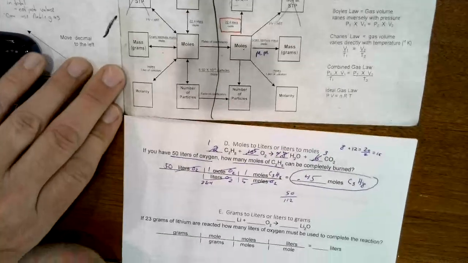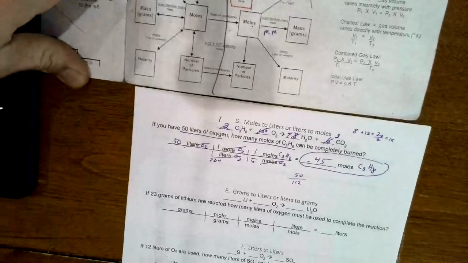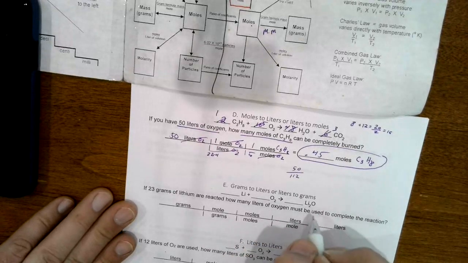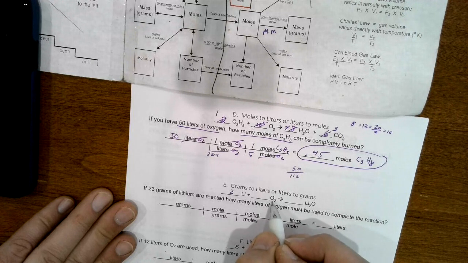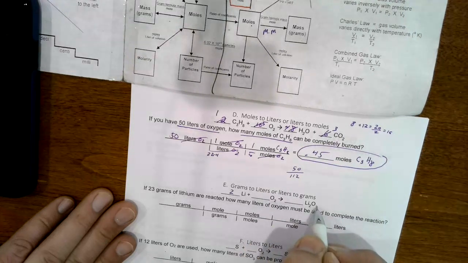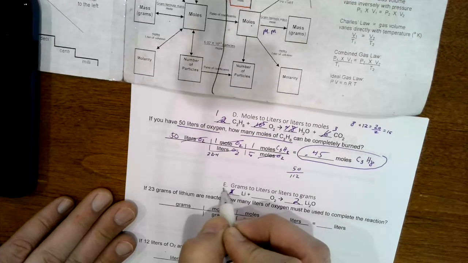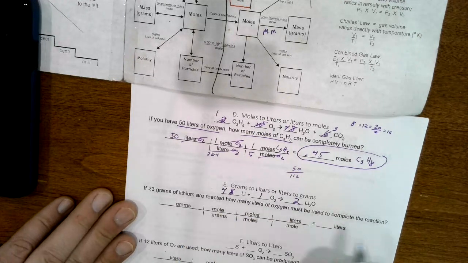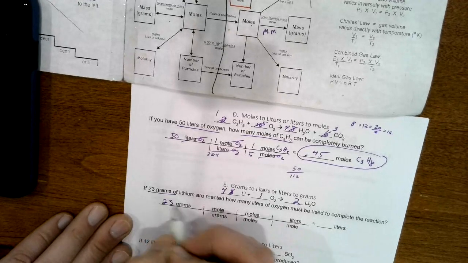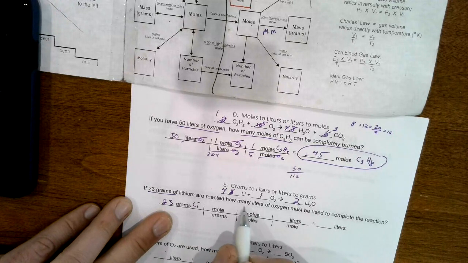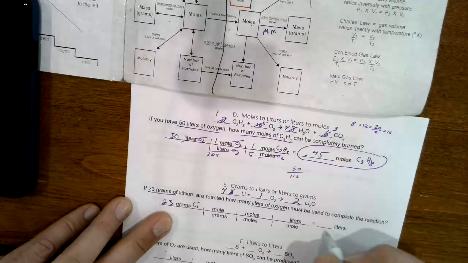Okay, let's go to this next one, still using liters. Okay, you have to balance the chemical equation again here. So I have 2 Li, I need 2 Li. I have 2 oxygens, so I need 2 oxygens there. But now what does that do to my Li? Makes that 4 and 1. So 23 grams of lithium, that's my given. I want to know how many liters of oxygen must be used.